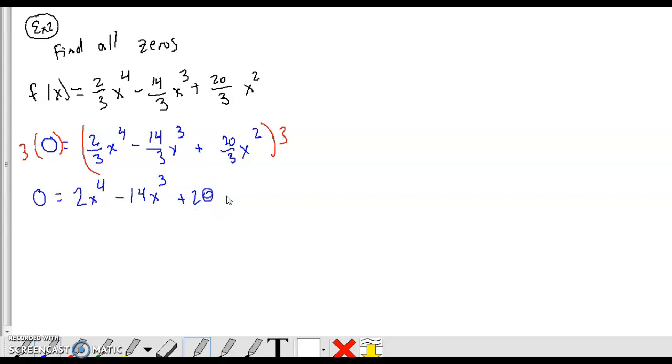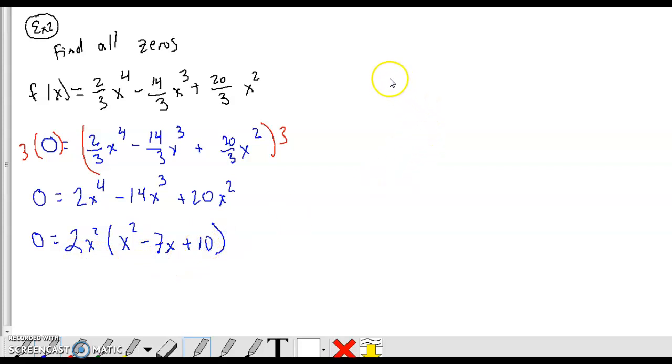So 2x to the power of 4, minus 14x cubed, and then plus 20x squared. So now I can do a little factoring. I'm going to factor out my GCF first. I notice that there's a 2 in all of them, so I'll pull out a 2. And I know I have x's, so the highest is an x squared, so pull out an x squared. So I have x squared minus 7x plus 10.